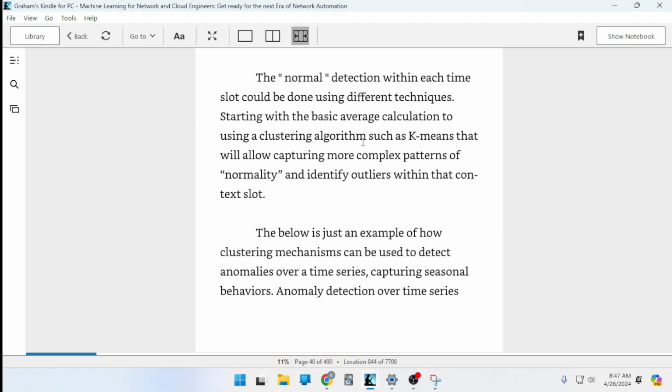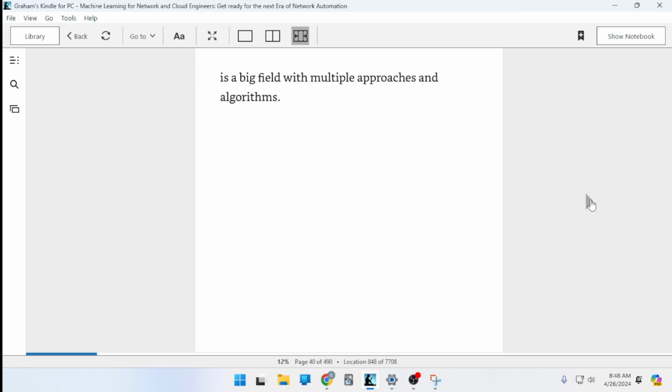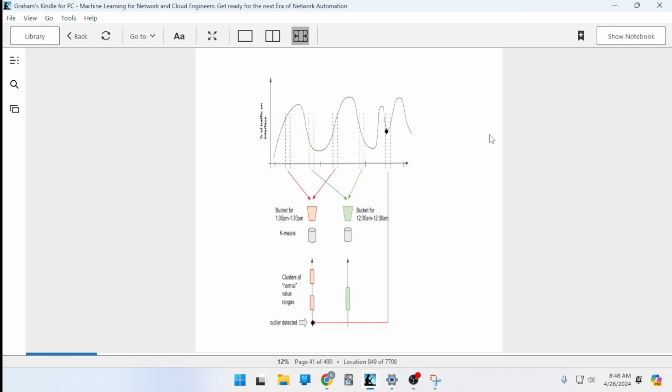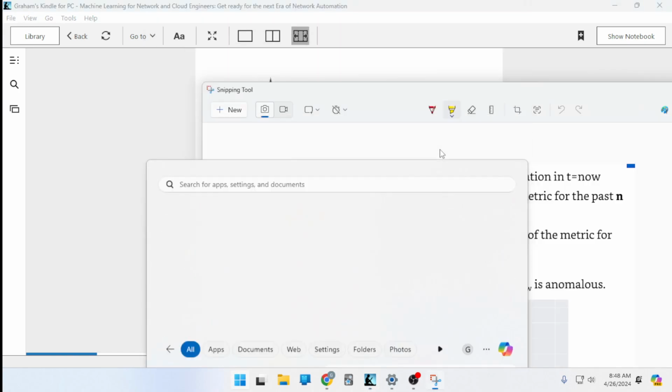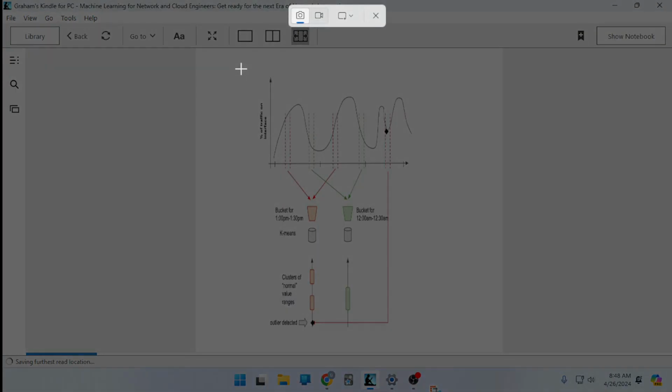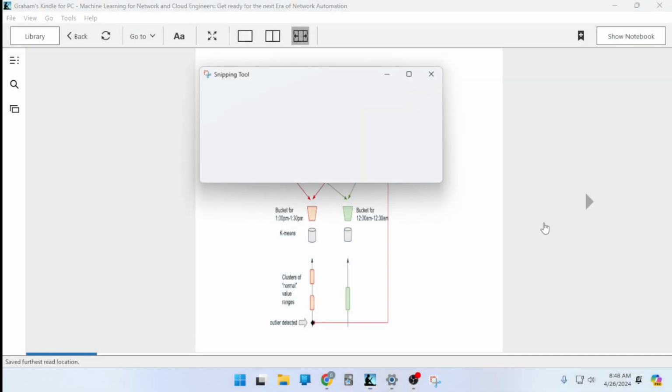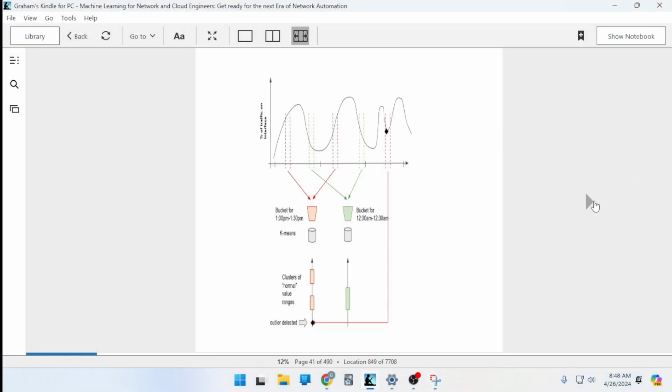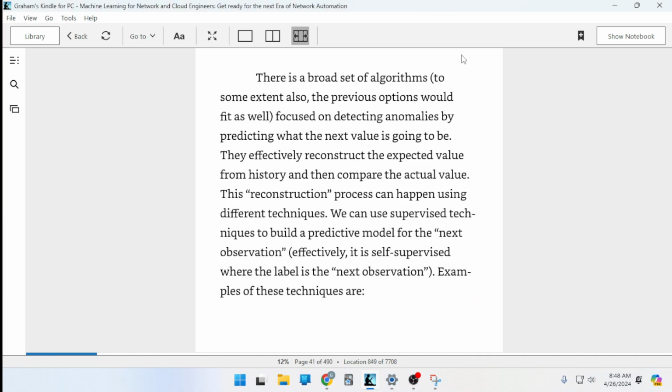The below is just an example of how clustering mechanisms can be used to detect anomalies over a time series, capturing seasonal behaviors. Anomaly detection over time series is a big field with multiple approaches and algorithms. So, simple graph here. Let's see what ChatGPT has to say about this. And advance the bookmark.